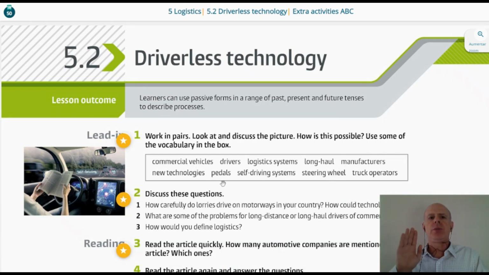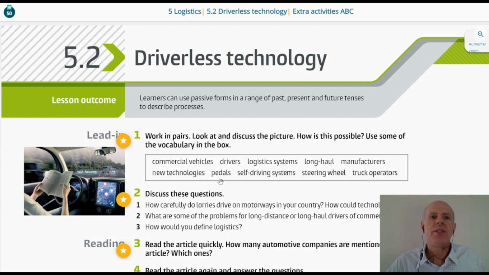And pedals, those things that we press to speed up the car, to brake the car, to stop it, okay? The idea is for you to create sentences describing self-driving systems or autonomous systems to take a car, a bus, or a lorry through long haul or long distances. Okay, what are the manufacturers who are building vehicles like this? What kind of commercial operations can you talk about, and what kind of vehicles do they use? What about pedals? Are there pedals in those cars?